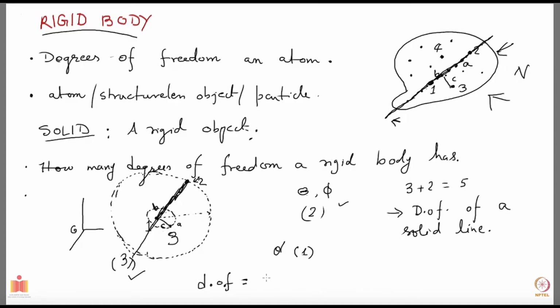So you need 3 to specify the coordinates of the first particle, then the coordinates of the second particle, 2, since all particles on the line are fixed. Then for any third particle whichever you like, you need one more, that angle on the circle, and there is nothing else left. All particles are completely fixed in space now, and this is 6. So you have 6 degrees of freedom for a rigid body.